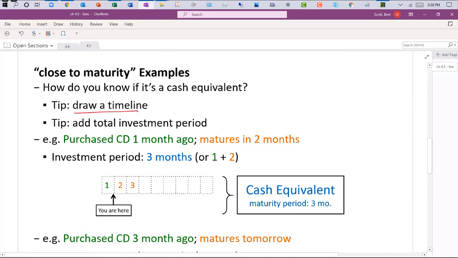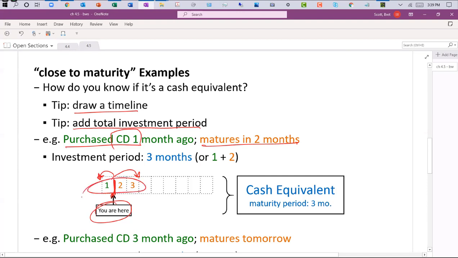If you don't like drawing, that's fine. Or you don't trust your drawing skills, then just add the total investment period. Okay. If I purchased a CD 1 month ago, meaning I put cash into a CD investment a month ago, then on the timeline, I'm right here. A month ago, I got into this investment. It matures in 2 months, meaning that I'll get my cash out of this. The maturity period means the investment is done. It's over with. Cha-ching, here's your money back. That matures in 2 months from now.